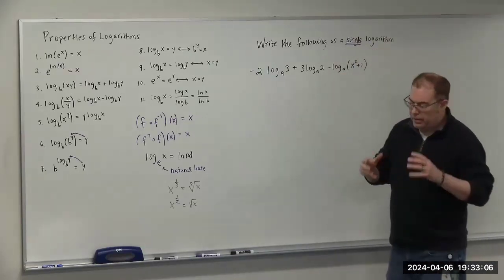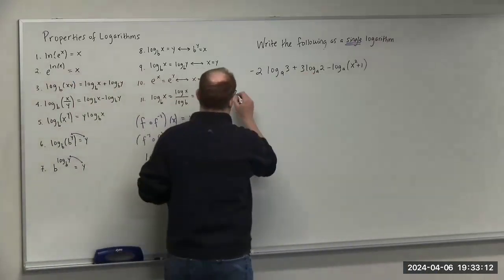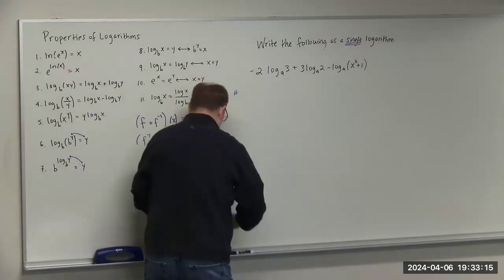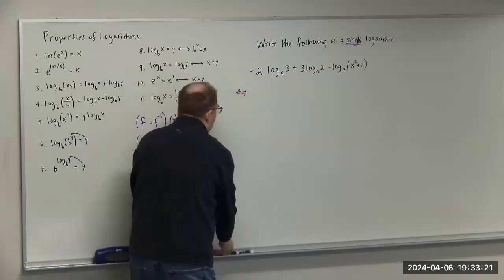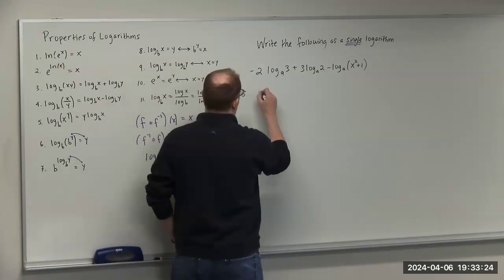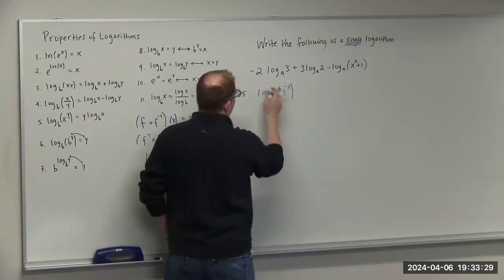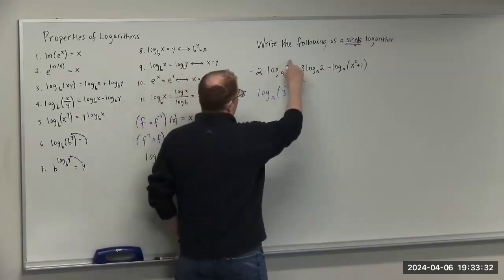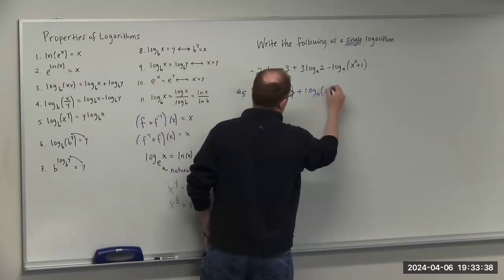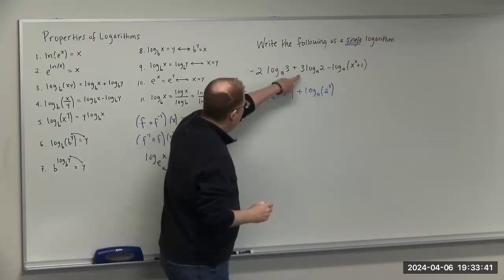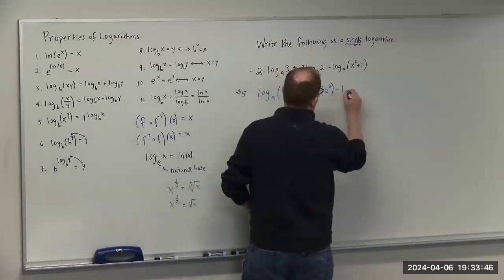So we start off again with the coefficients, using number 5. Okay, so we're going to have log base a raised to the negative 2. So again, put negative 2 up there. And then we have plus log base a of 2 to the power 3. So we took 3 and put it as an exponent on 2. And then we have minus this part.